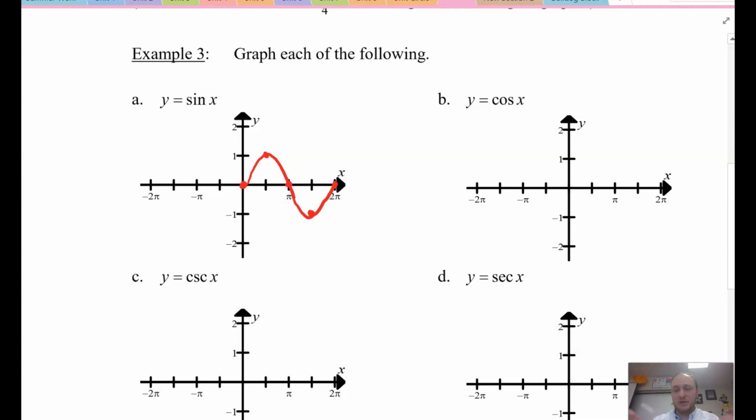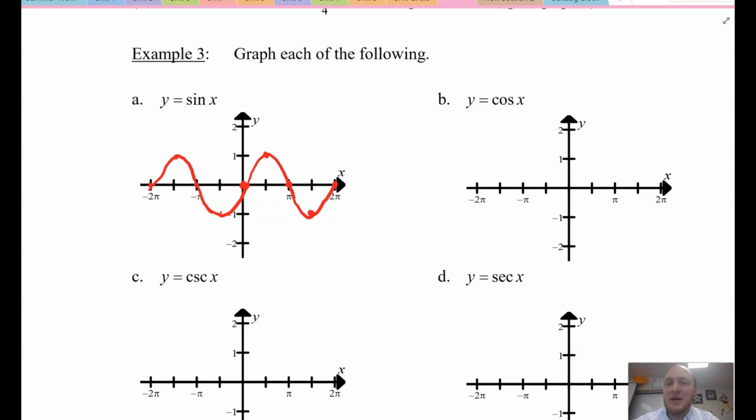And its amplitude, the distance from the midline to the max or to the min, is 1 for all the parent functions. And I can continue this process for another period or another cycle. So you get this kind of graph. All right, there is sine of x.